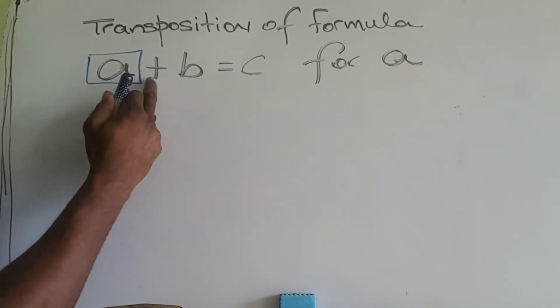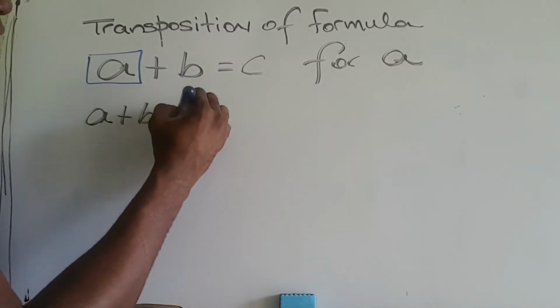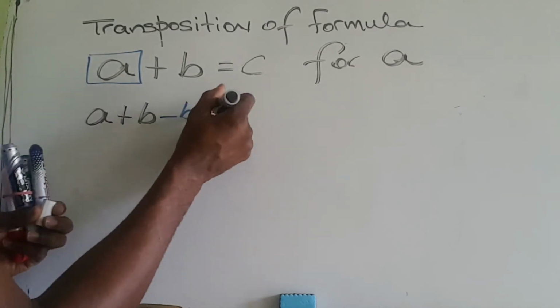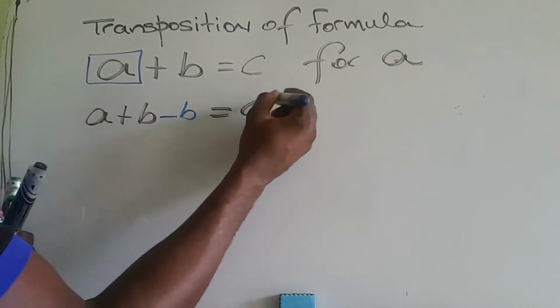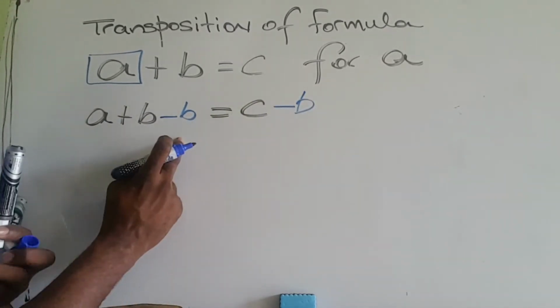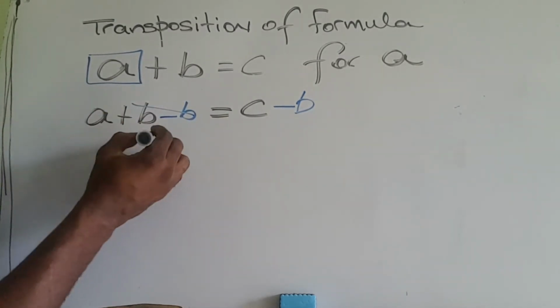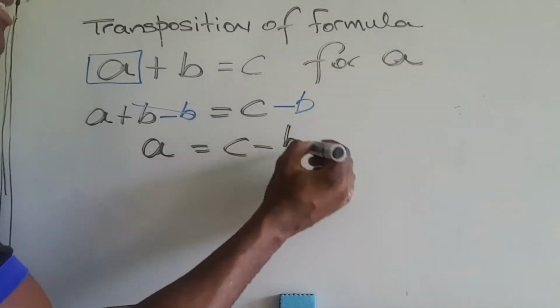You get rid of plus B by simply subtracting. What's the inverse of plus B? The inverse of it is minus B. And then whatever is done on one side must be done to the other side. So we have a minus B on both sides. On the left, this cancels itself, and that is why it is done. So now the A is isolated, and A is equal to C minus B.